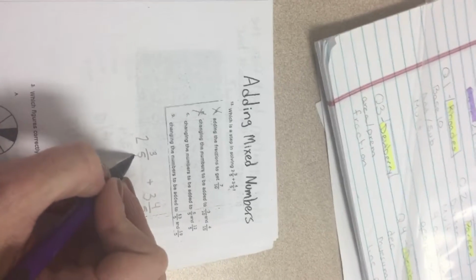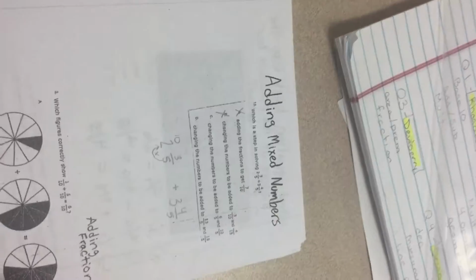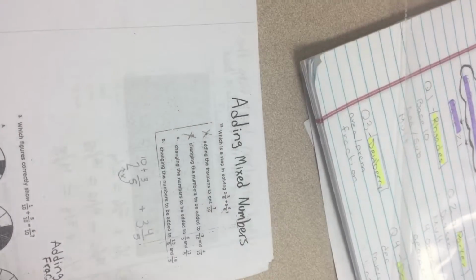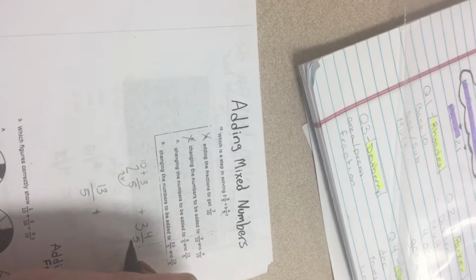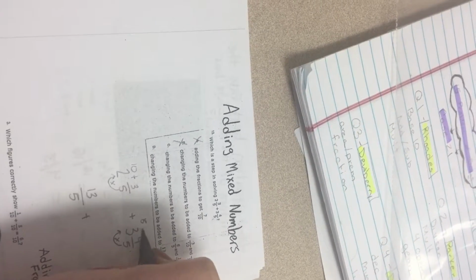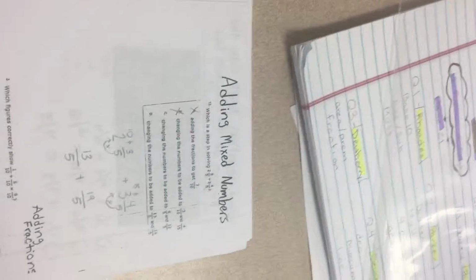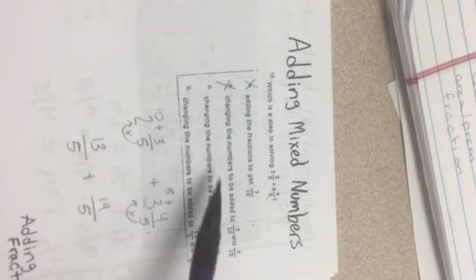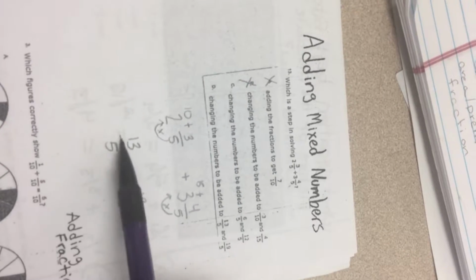And to do so, we do 5 times 2. So we multiply our denominator by our whole number and get the product of 10. Then we add our product to our numerator, and we get 13/5. We go denominator times our whole number, so 3 times 5 gives me a product of 15, plus my 4 in my numerator, and I get 19/5. Now I go back to my answer choices, changing the numbers to be added to 6/5 and 12/5, changing my numbers to be added to 13/5 and 19/5. D would be my correct answer.